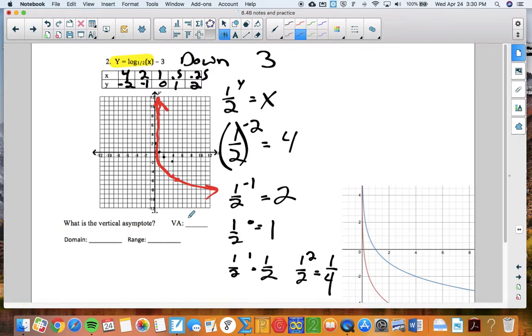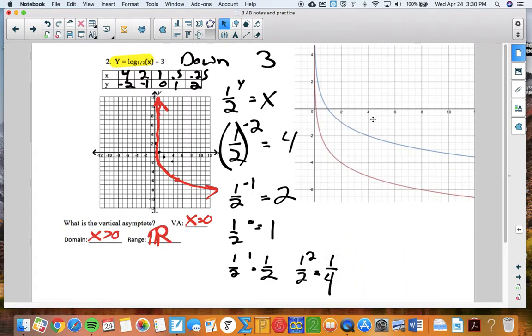So we have a vertical asymptote. It's where x equals 0. It'll never touch that line. Our domain is all x's that are greater than 0, and our range is all real numbers. It will go up forever and ever, and it will go down forever and ever. And here is your Desmos picture of the function. The red one being our actual graph of this entire equation. The blue graph are those 5 points that I had in black right there.